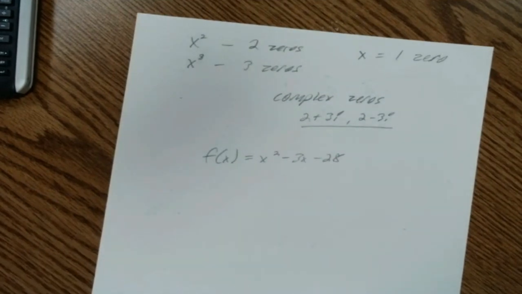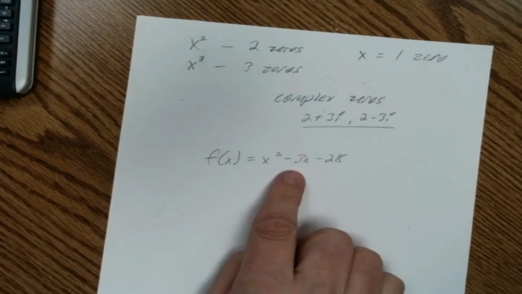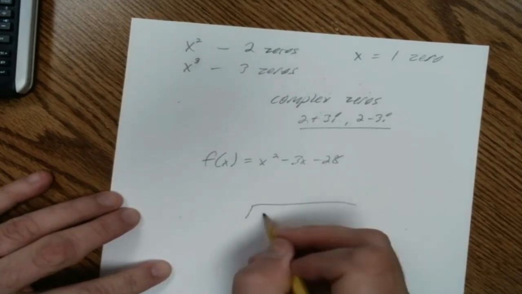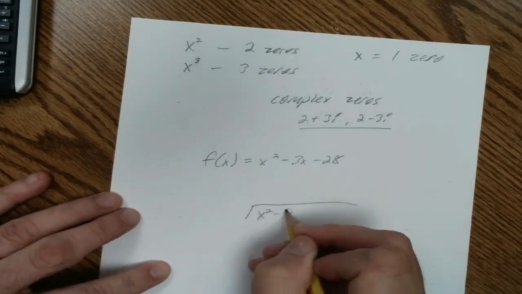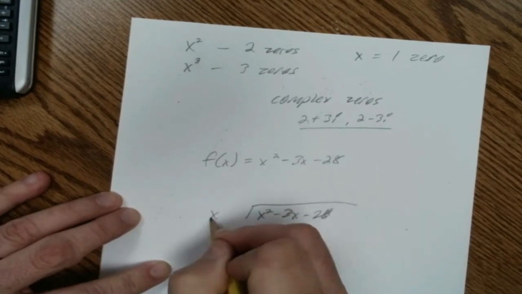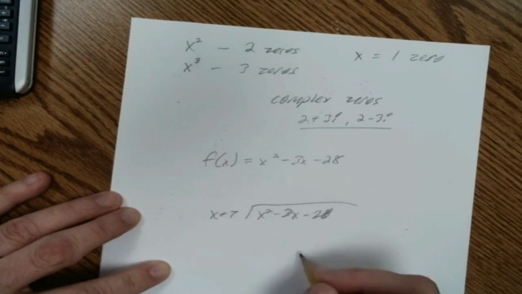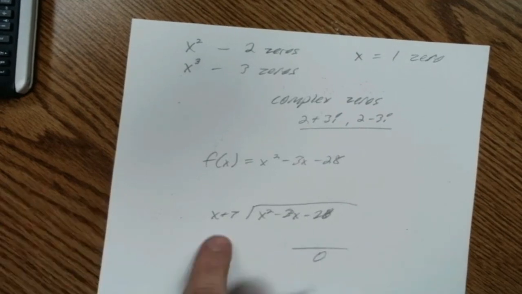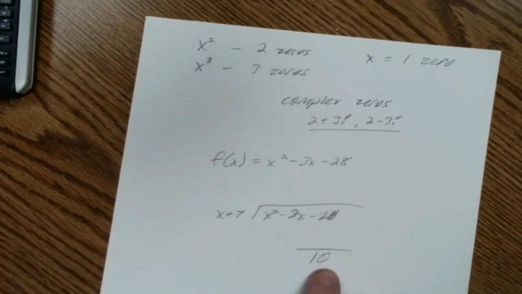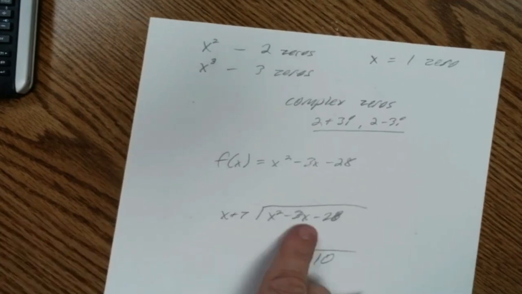The factor theorem states that a first degree binomial is a factor if the remainder, when divided into that, is 0. So the factor theorem says if we divide x squared minus 3x minus 28, and we say, okay, we're going to divide by x plus 7, and it turns out the remainder is 0, x plus 7 is a factor of that. If it ends up with a remainder of 10, that is not a factor of that. So that helps us to know the factor theorem.